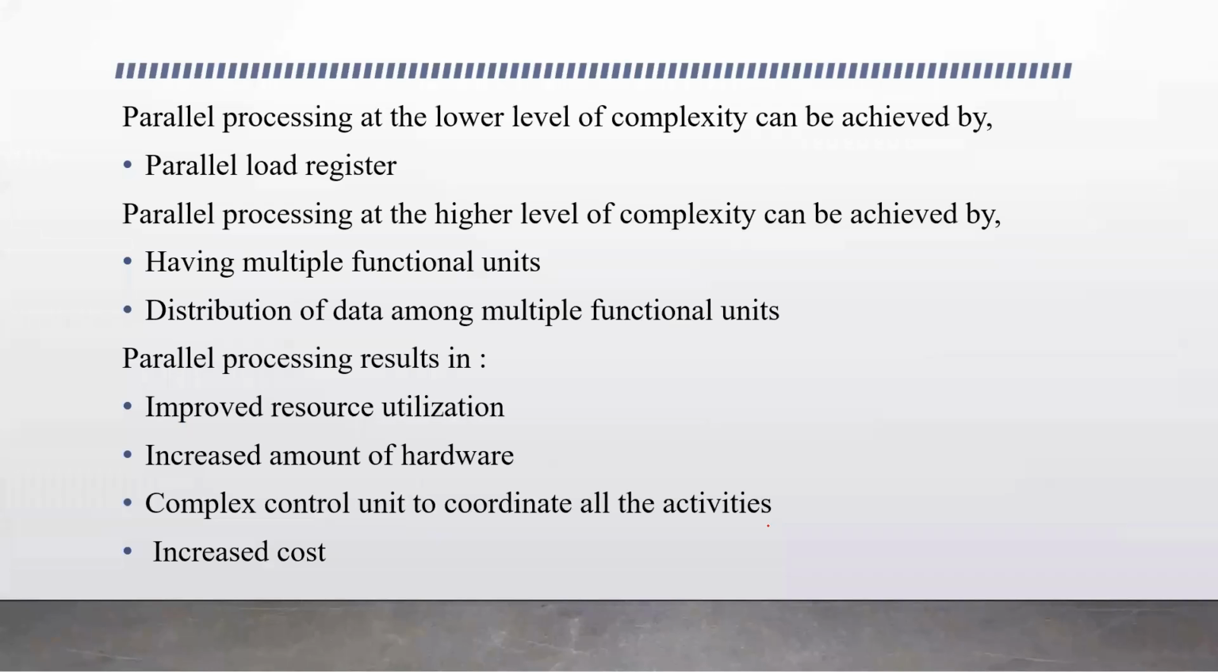Parallel processing at the lower level of complexity can be achieved by using parallel load registers. Lower level here means the register level. If parallel processing needs to be achieved at the register level, we use parallel load registers, registers that have the capability of parallel load, instead of one after the other.